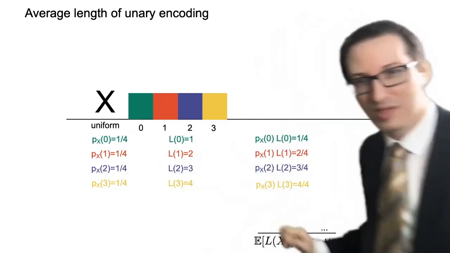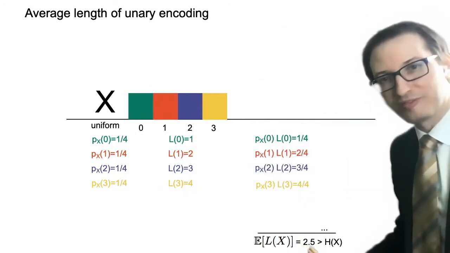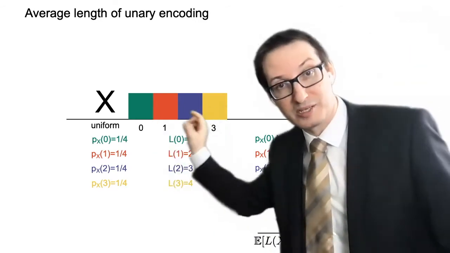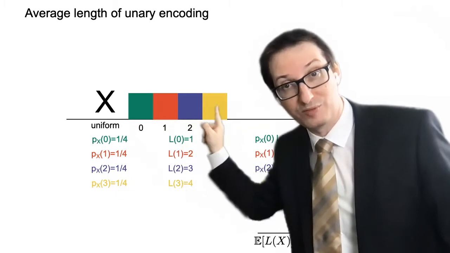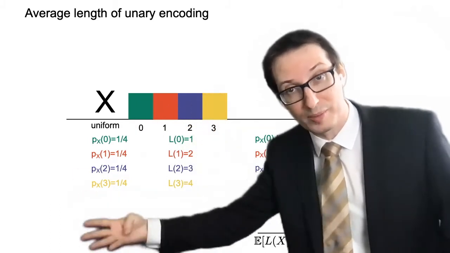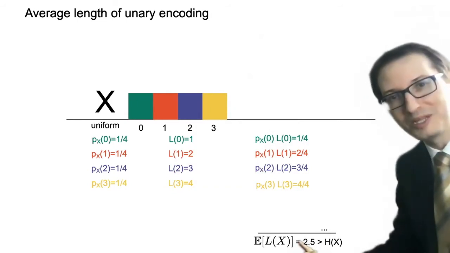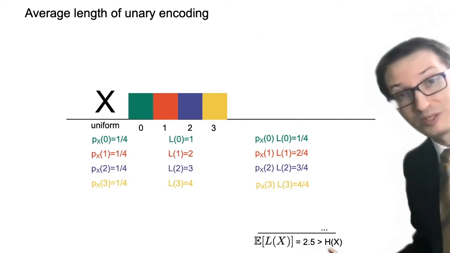Now it's 1/4, 1/4, 1/4, 1/4 with this length. Now you see I have 2.5. This is more than the entropy. The entropy was actually 2 in this case. You can encode this on 2 bits, right? If you have 4 possible integers with a probability each of 1/4, 2 bits is optimal. So you see that now the unary encoding isn't so good anymore for that different distribution.